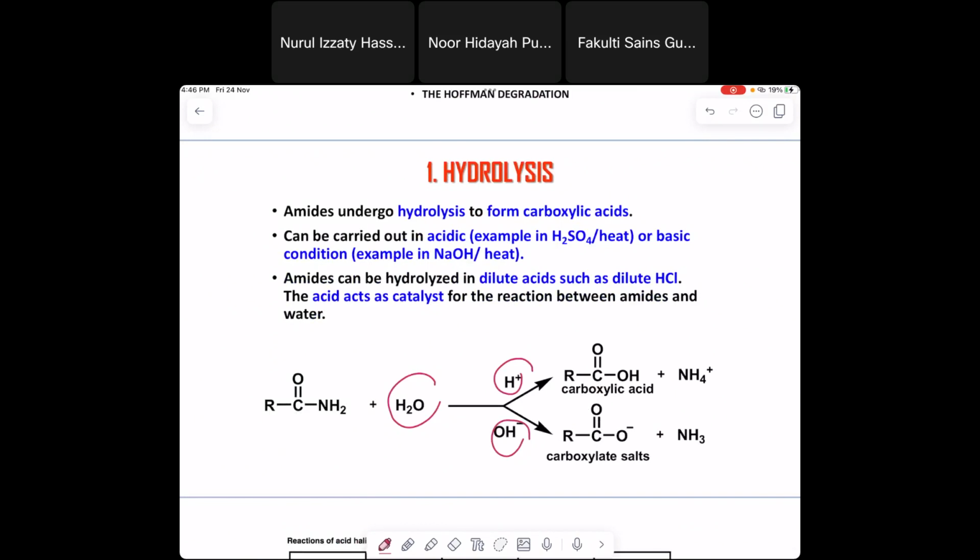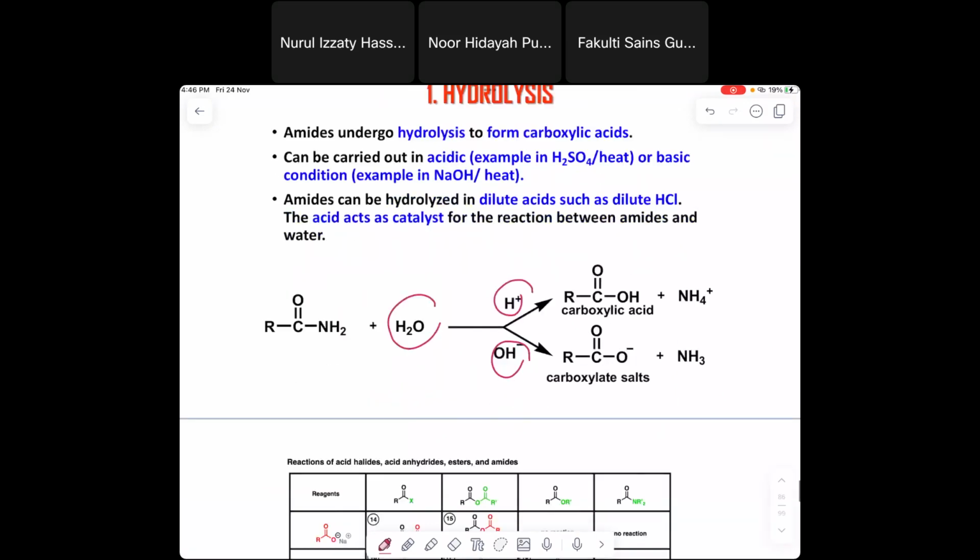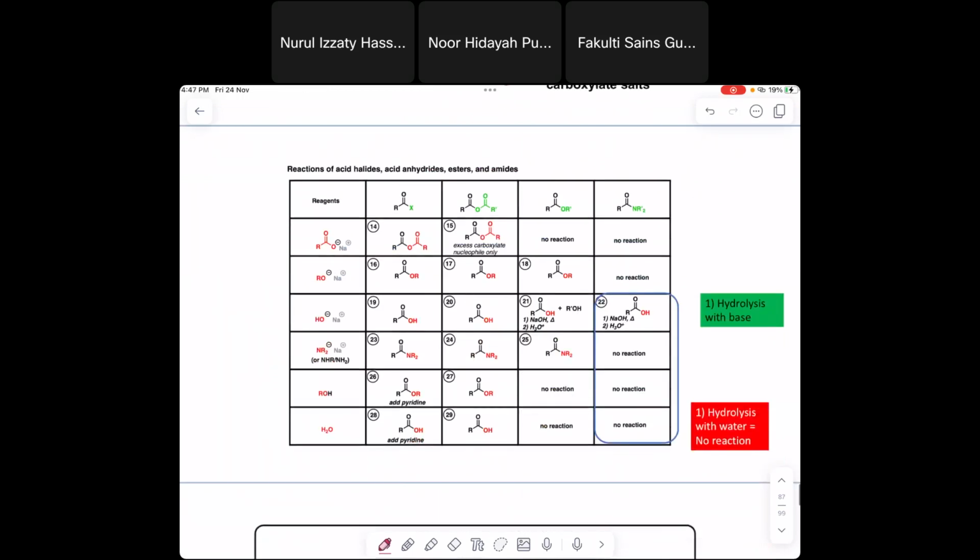If you use water, in the presence of acid, you get carboxylic acid, and in the base, you get carboxylic salt. So here, kalau kita tengok kat sini, hydrolysis with water only, there's no reaction. Dia tulis siap-siap dah. There's no reaction. Kalau hydrolysis with base, ada, you dapat acid.